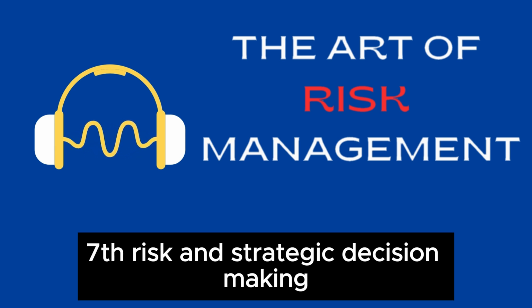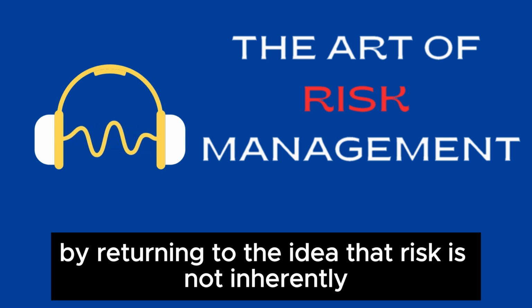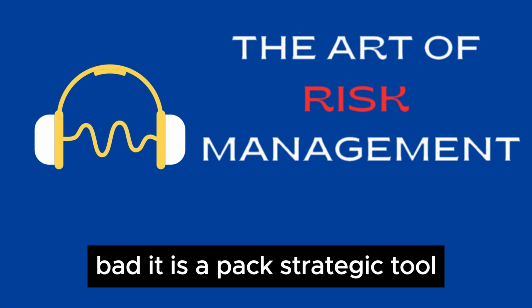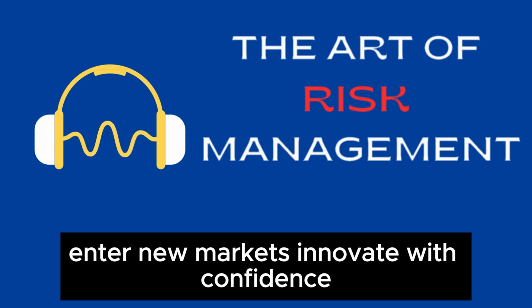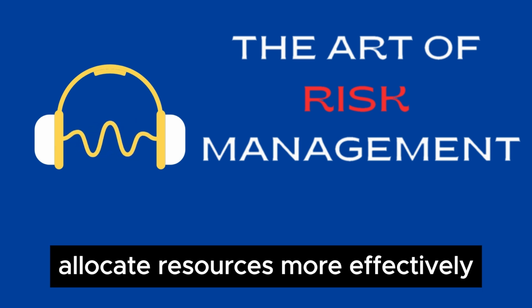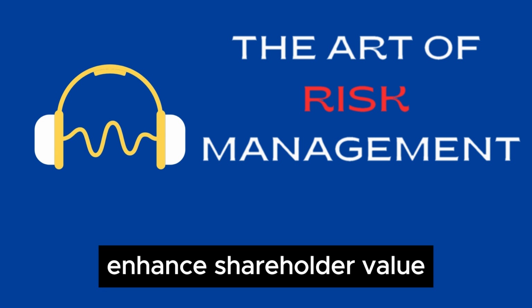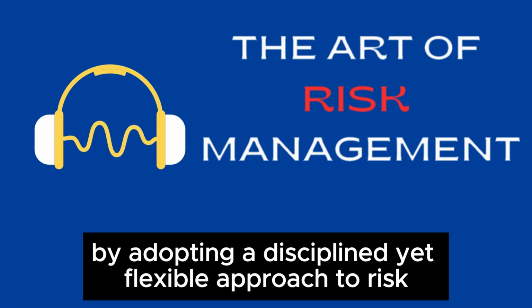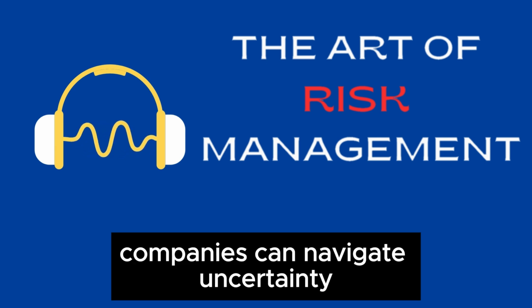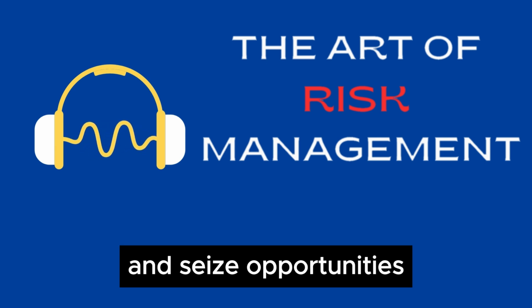Seventh, risk and strategic decision-making. The book concludes by returning to the idea that risk is not inherently bad, it is a powerful strategic tool. Culp argues that well-managed risk allows companies to enter new markets, innovate with confidence, allocate resources more effectively, enhance shareholder value. By adopting a disciplined yet flexible approach to risk, companies can navigate uncertainty and seize opportunities.